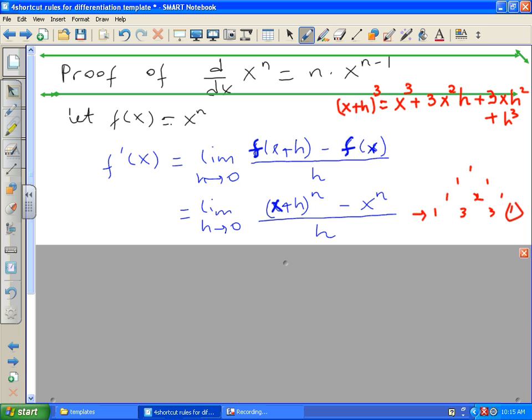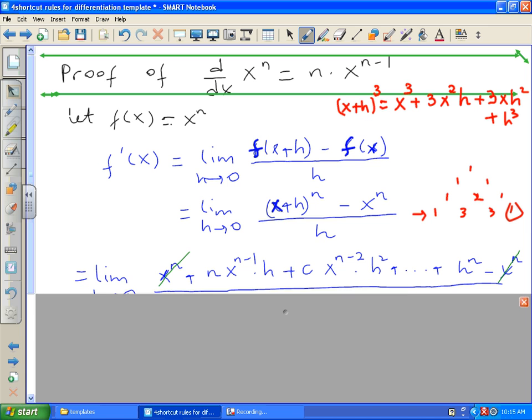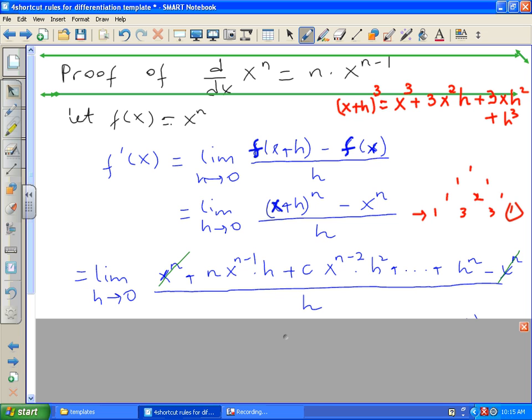Why? Because when you expand it out in general, in terms of n, the x to the n's are going to cancel. Like if you were doing the third function, you have an x cubed coming from here and then minus x cubed coming from there. They would cancel. You're left with this next term, which is like over there, it was 3x squared h.